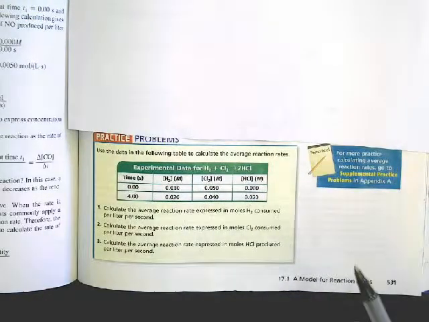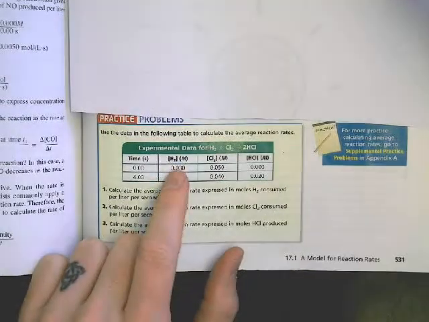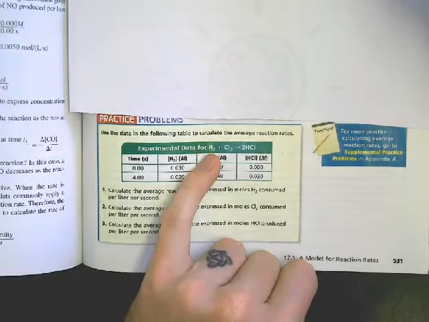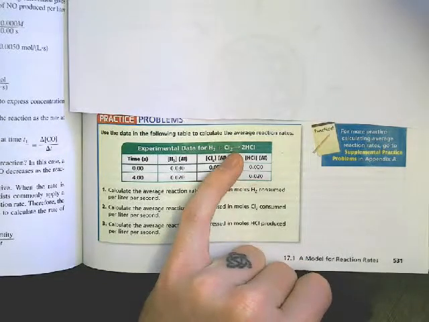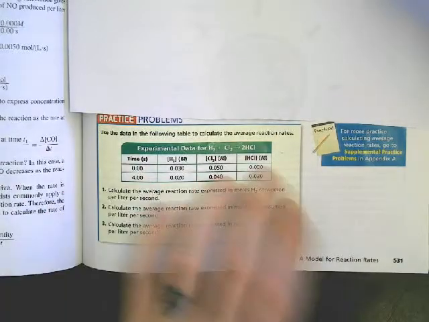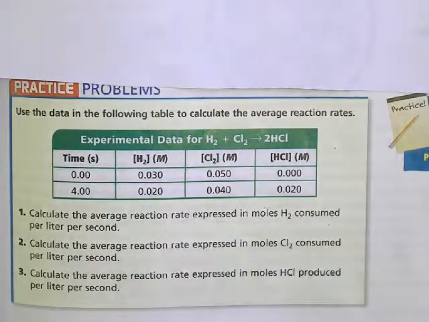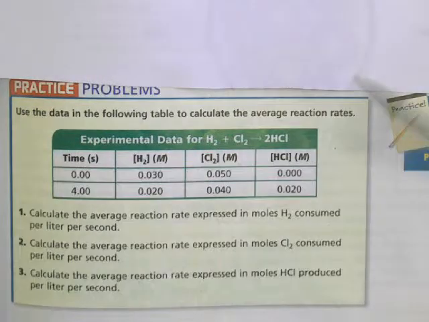Before we do anything else, I want you to take a look at this chart. The experimental data for hydrogen and chlorine becoming, what is this? HCl, which is hydrochloric acid, right? So check out the numbers. I want you to see if you notice anything strange or anything interesting. Okay, so check this out.